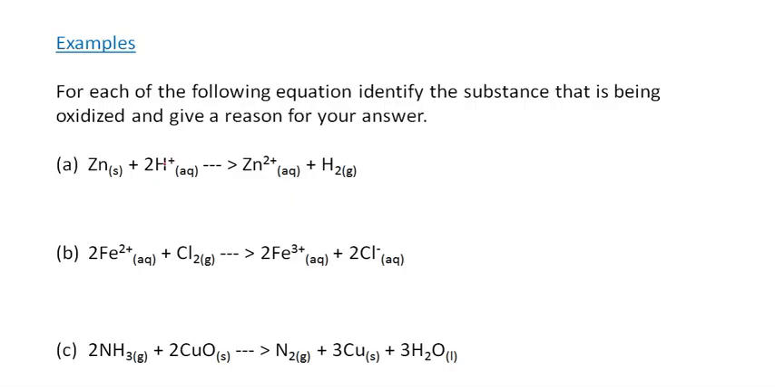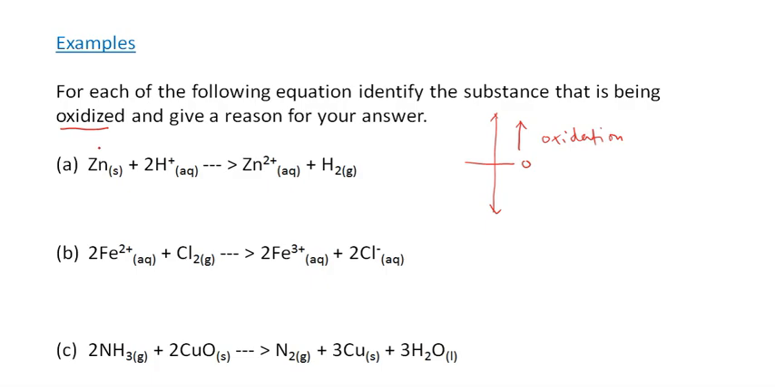Alright, these are typical examination questions. For each of the following equations, identify the substance that is being oxidized and give a reason for your answer. Now when you get a question like this, the first thing you need to do, the question is asking which substance is being oxidized. If I were to draw a vertical line like this, we have oxidation number, and this is 0. If we have an increase in oxidation number, it is called oxidation. So the first thing you should look for is substances that have an increase in oxidation number.